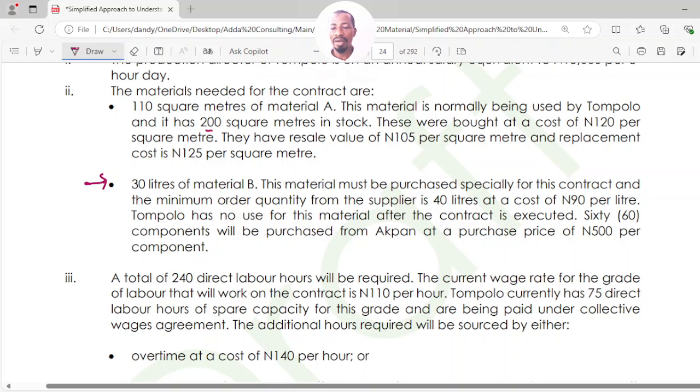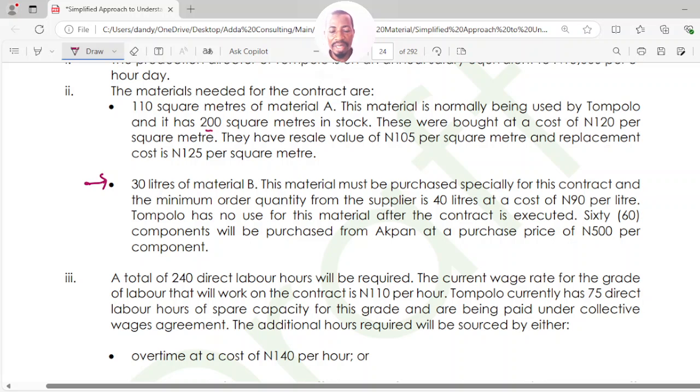So I need to multiply 40 liters by 90 naira, which will give me the total cost of material B. Even though I need only 30, you cannot get 30 from the supplier. The minimum you can get is 40 liters. Therefore, it will be 40 multiplied by 90. Tompolo has no use for this material after the contract is executed. Since you are buying 40 liters but you need only 30, for the extra 10, you are told that the company has no use for the material after the contract has been completed, so you cannot sell it.